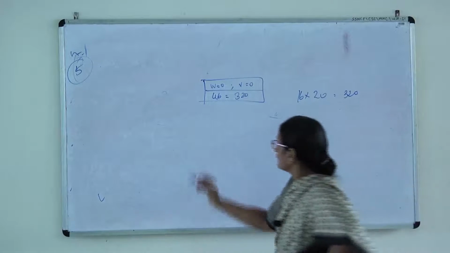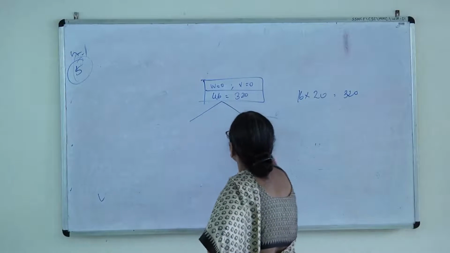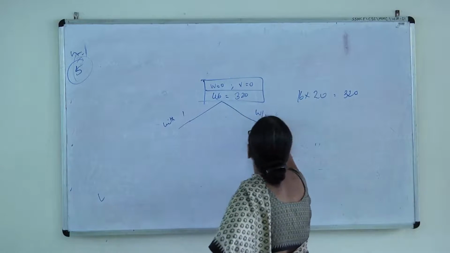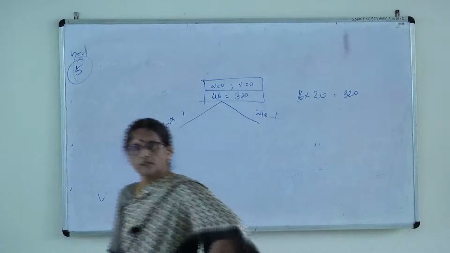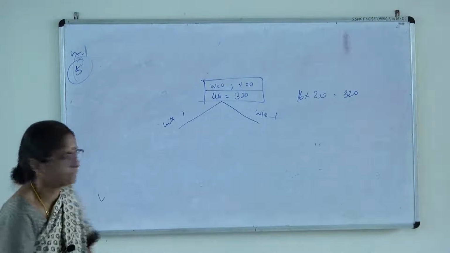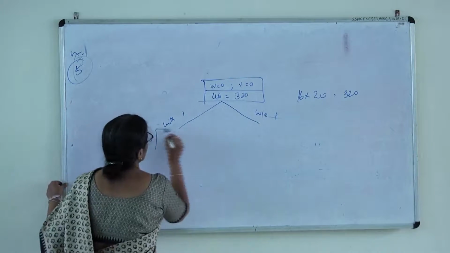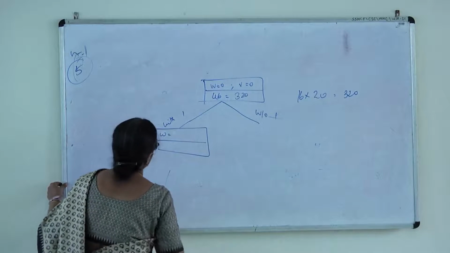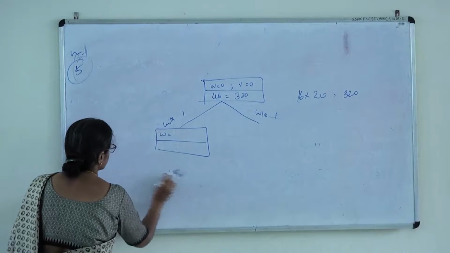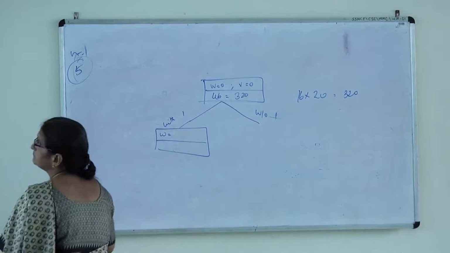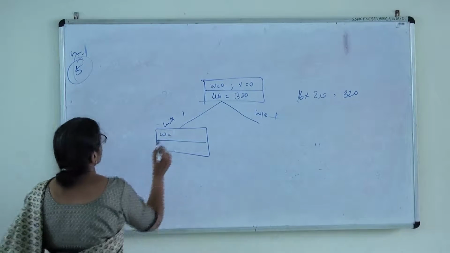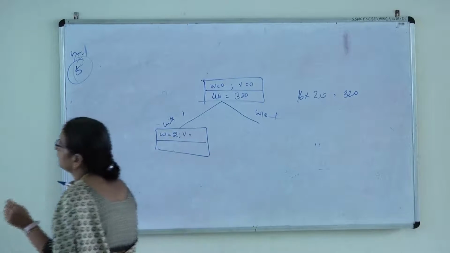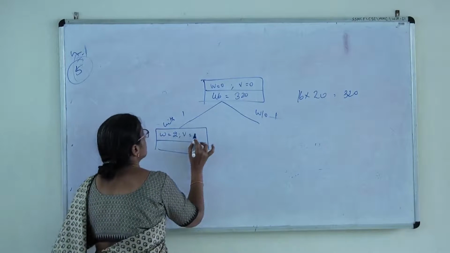Okay. So now we don't know whether to include item 1. So with 1, without 1. Let's assume that I am going to include 1. So when I include 1, how much weight am I going to have now? What is the weight of 1? 2. What is the value? I have picked up item 1, so the value is 40.